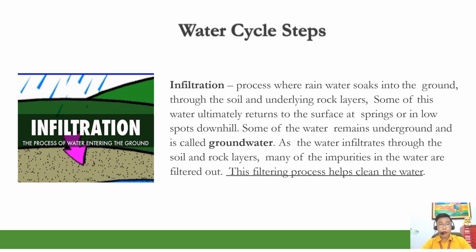Another step in the water cycle is infiltration, the process where rainwater soaks into the ground through the soil and underlying rock layers. Some of this water ultimately returns to the surface at springs or in low spots downhill. Some of the water remains underground and is called groundwater. As the water infiltrates through the soil and rock layers, many of the impurities in the water are filtered out. This filtering process helps clean the water.